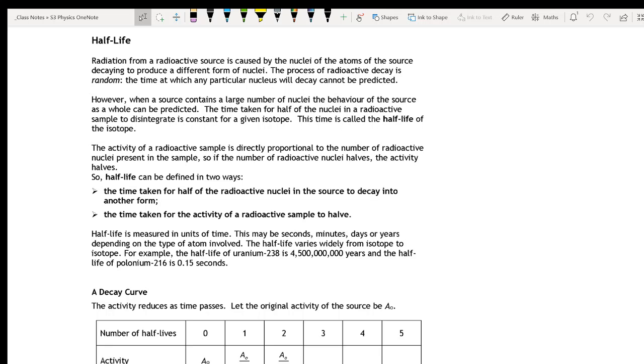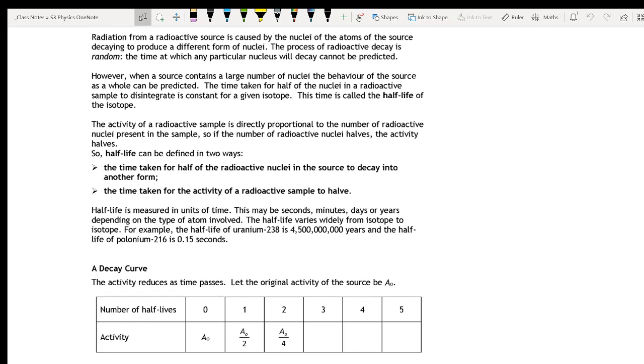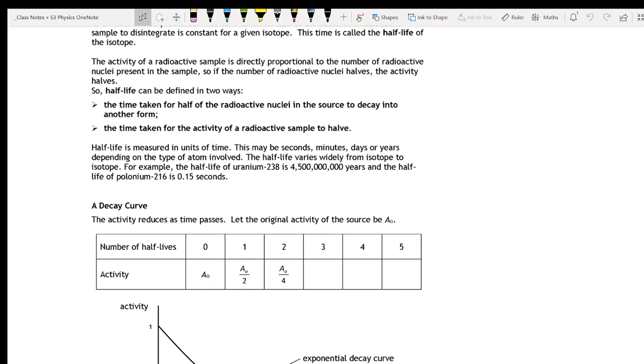So when a source contains a large number of nuclei, the behavior of the source as a whole can be predicted. And the time taken for half of the nuclei in a radioactive sample to disintegrate is a constant for a given isotope. So for each different element, it's constant. And this time is called the half-life of the isotope. And the activity of a radioactive sample is directly proportional to the number of radioactive nuclei present in the sample. So if the number of radioactive nuclei halves, the activity halves.